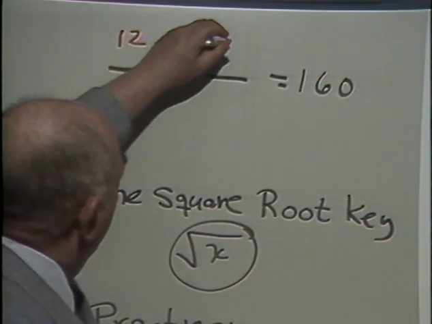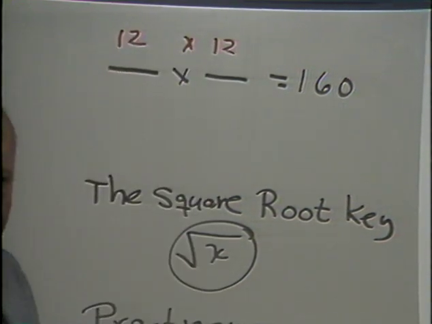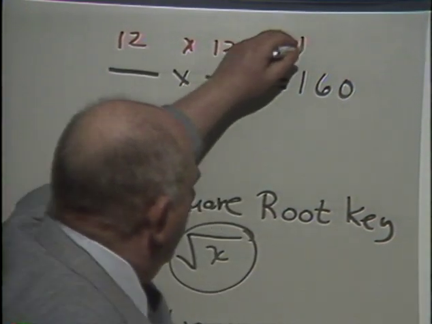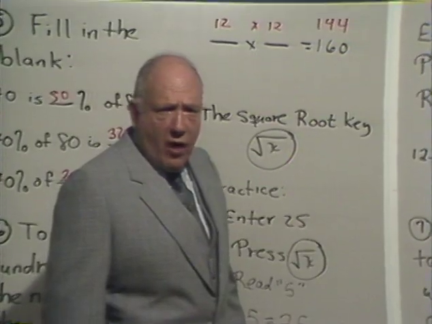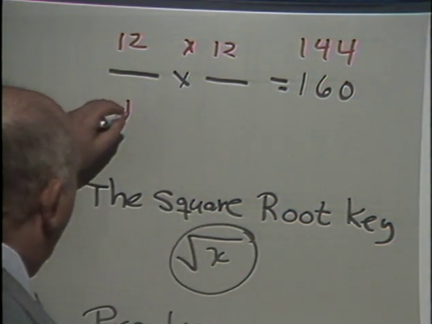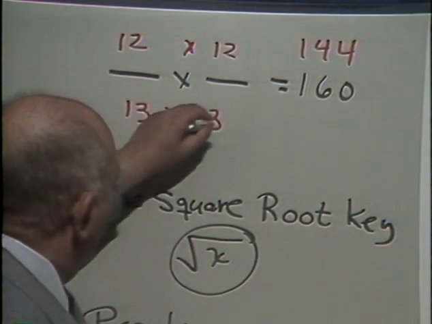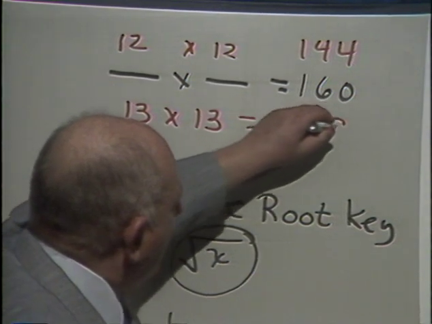Well, let's take a wild guess. I'll try 12. 12 times 12 is 144. That was pretty close, but I'm too low on that, right? 12 is too small to be the right answer. I'll try 13. 13 times 13 is 169.